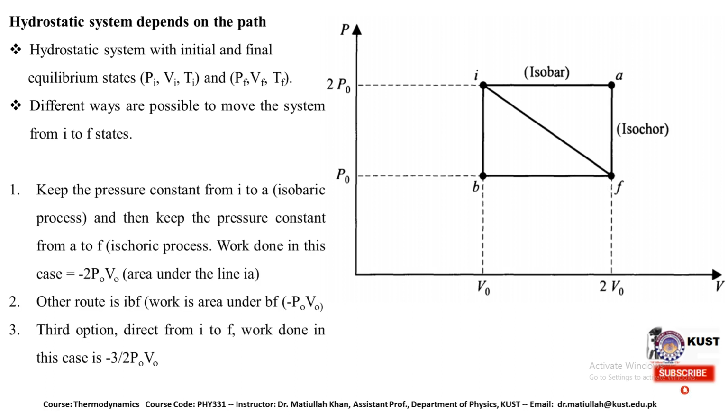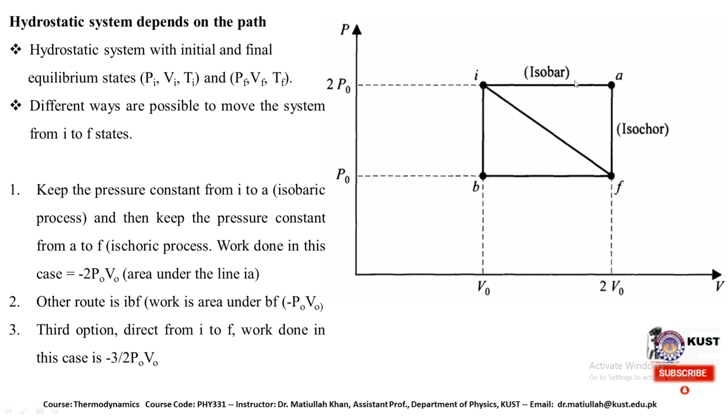So the first way to bring the system from the first equilibrium state to the second, the final equilibrium state, is called IAF. In the first step, we go from I to A. This step is further divided into two steps: one is I to A and the other is A to F.